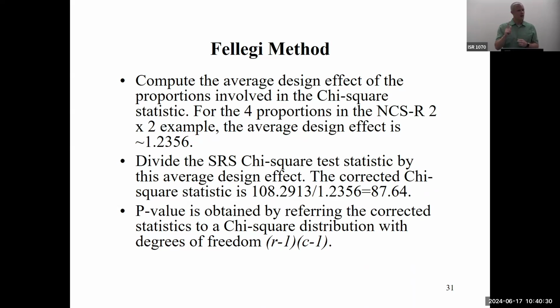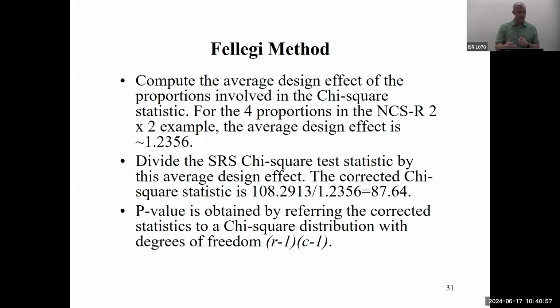What else have we scaled by the design effect previously in the class? What other formula did we divide something by the design effect to get something else? Effective sample size. This is the same idea, right? Remember, we took the nominal sample size, we divided by the design effect, that gives us our effective sample size. This is giving us our effective chi-square. This is the same idea.